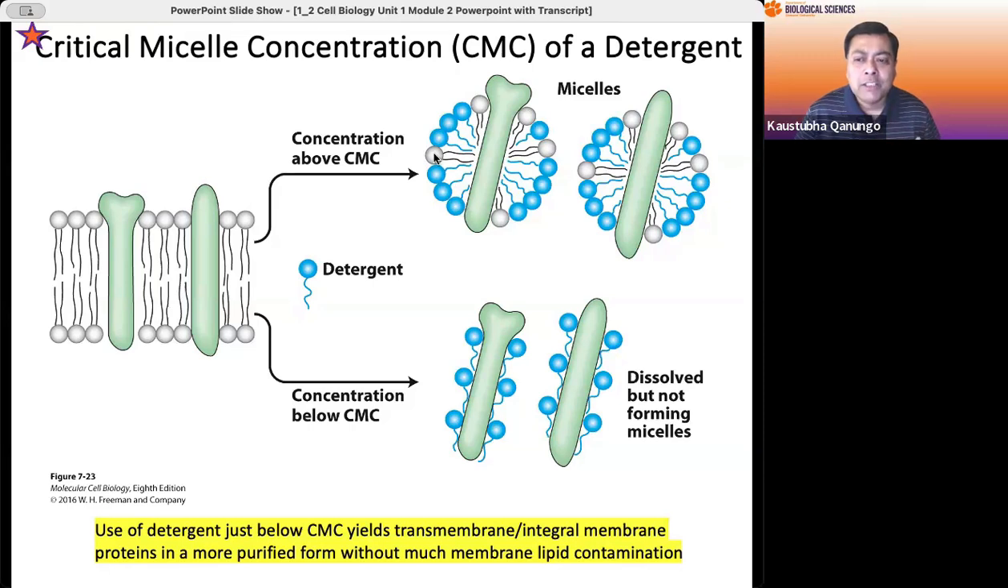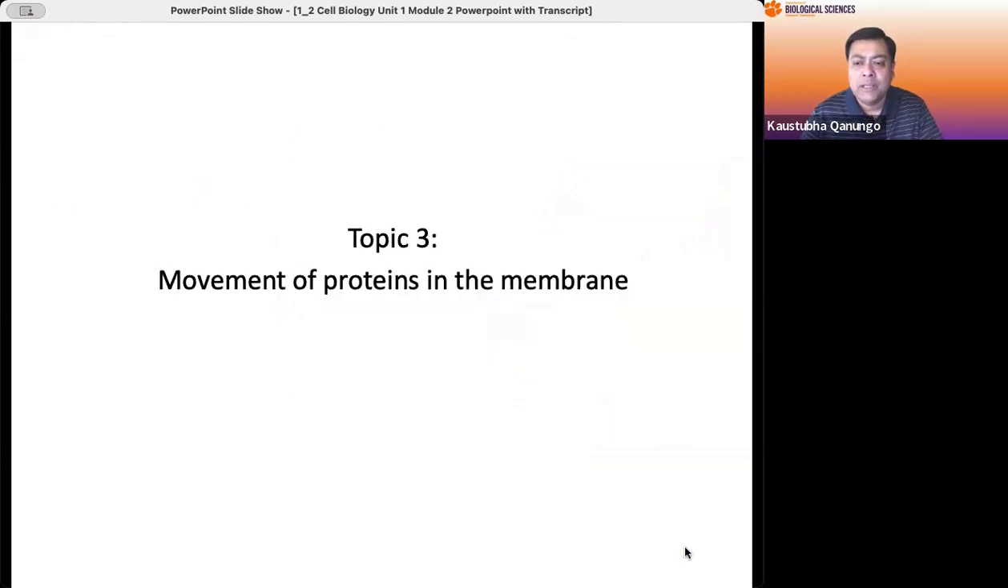But what happens, some of the lipids are also contaminated in that, and you will not get the protein as purified as you want. But if you can extract the protein with the concentration below the critical micellar concentration, you can see that this is the protein, only the detergent is bound to that, and it is without any of the lipid and dissolved but not forming micelles. So this is the advantage of that. Use of detergent just below the critical micellar concentration yields transmembrane integral protein in a more purified form without much membrane lipid contamination. This is typical type of question that we can ask.